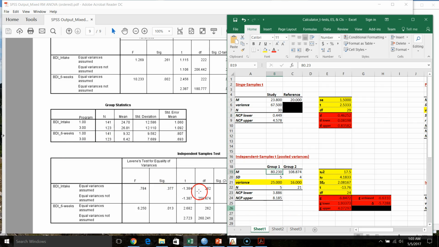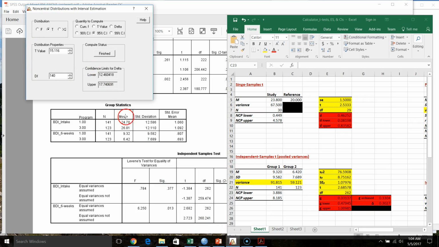So we've got a mean of 9.32 versus 6.42. You're excited I made you guys create these calculators right now, right? 9.582 for standard deviation, 7.689. We've got 141 people in program 1 and 123 in program 2. We'll pop up our calculator here.